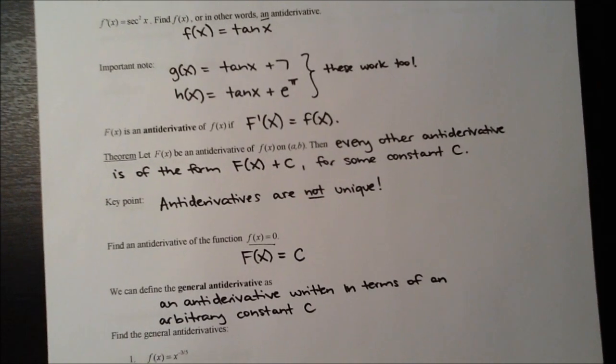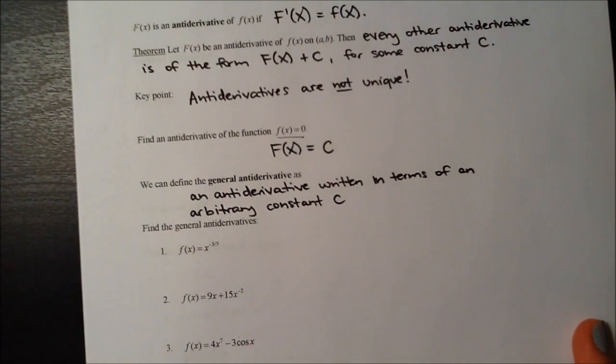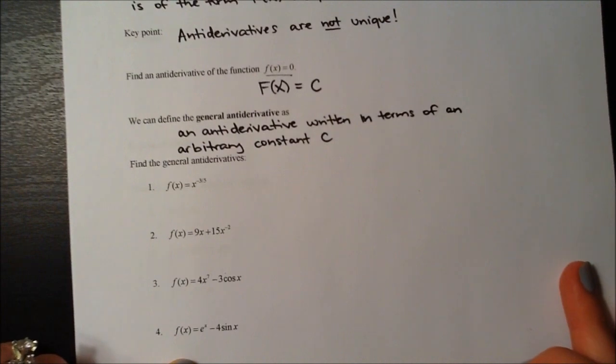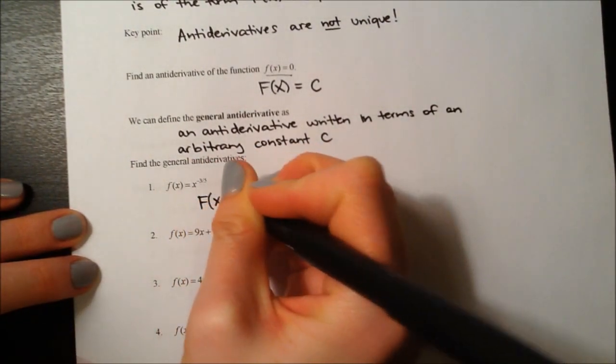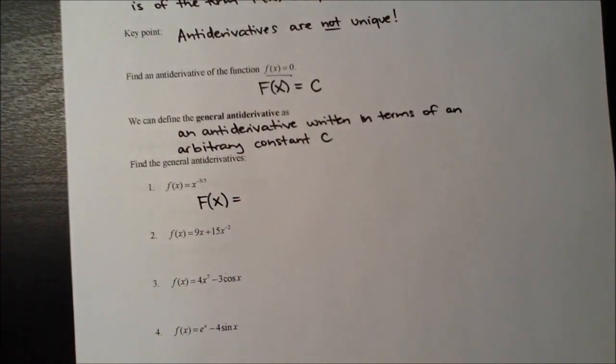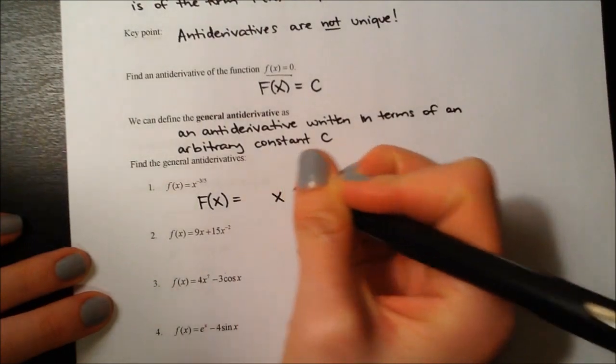Okay, so let's find a couple of antiderivatives here. Okay, so x to the negative 3/5. This is really similar to the discovery activity that we were doing. So we use capital F of x to denote antiderivatives. So x to the negative 3/5. Let's kind of work our way backwards here. So I'm going to leave a space because we know we're going to have a coefficient there.